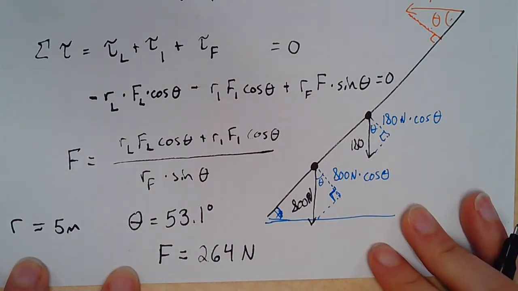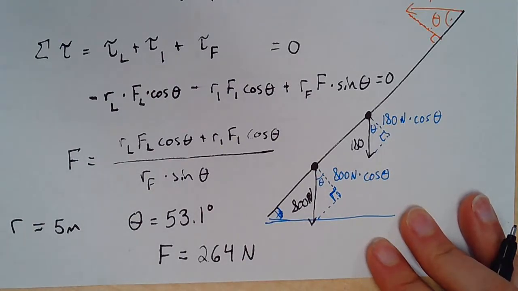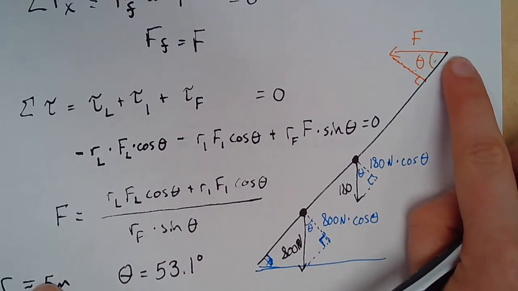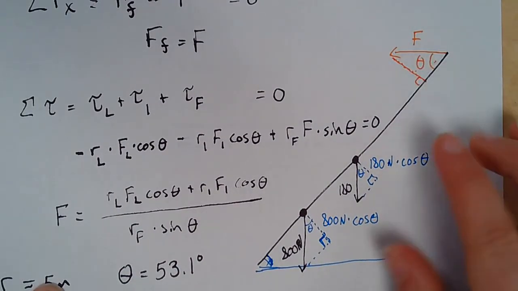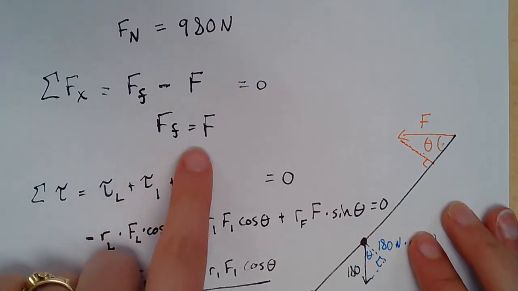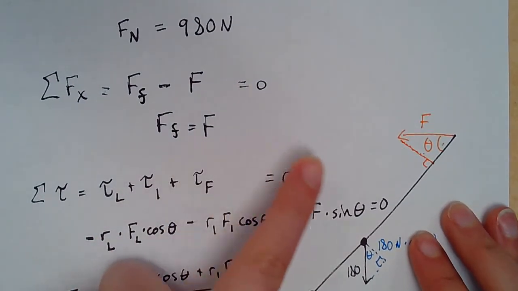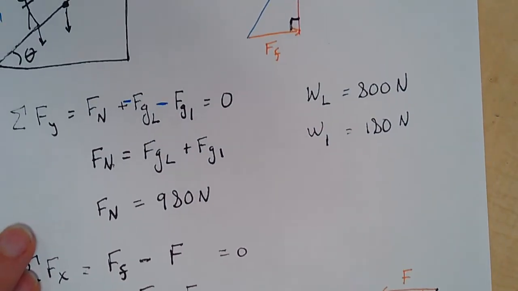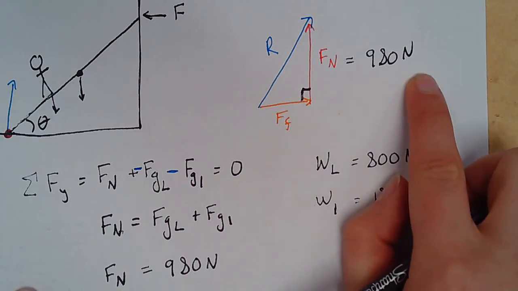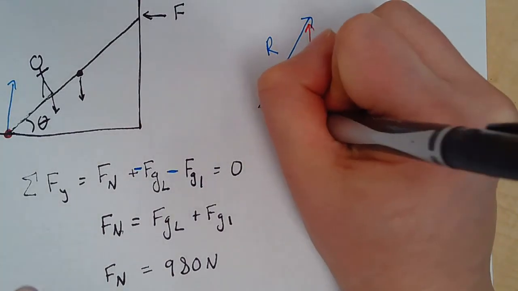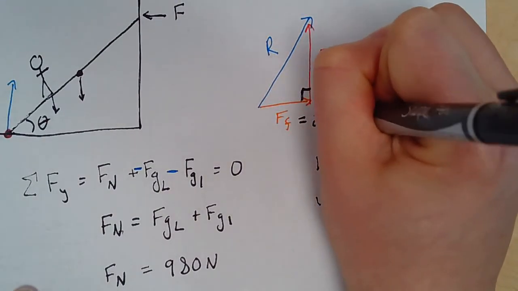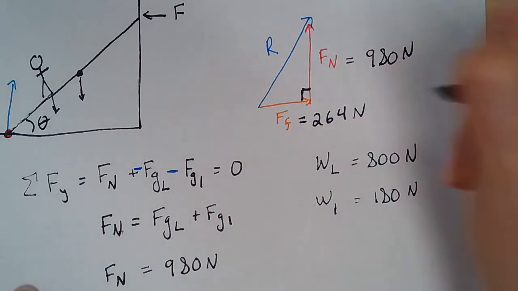Okay, so we've done all of this work. What does this mean? Well, let's backtrack. What did we just do? We just found the force that the wall exerts on the ladder. Well, then let's go back up. We just said that the force from the wall is equal to the force of friction. If we work our way back up, we've got 980 newtons for the normal force. So this force of friction, because it's equal to the force of the ladder, should be 264 newtons.